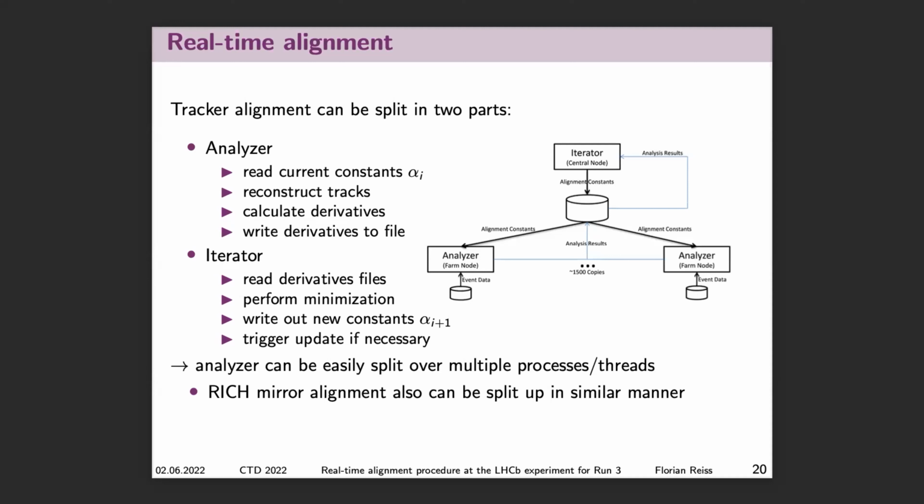Splitting it up like this is nice because the analyzer part can be easily split over different processes or threads. For example, in Run2, we had a lot of nodes running those analyze tasks over different sets of events, writing out the derivative files, and then the iterator collected those and did the minimization. In a similar way, the RICH mirror alignment can also be split up, since you have to collect histograms that you can do in different processes.